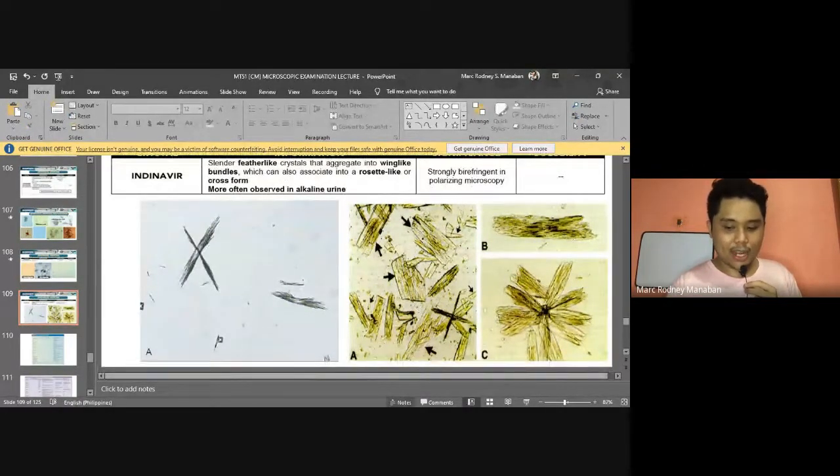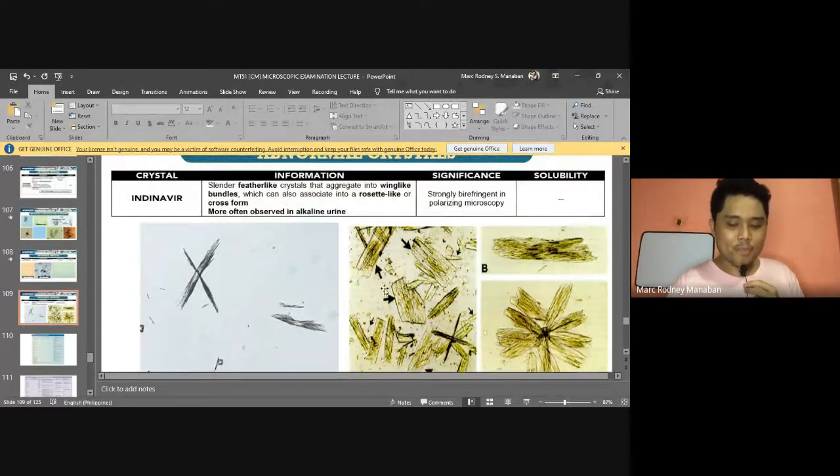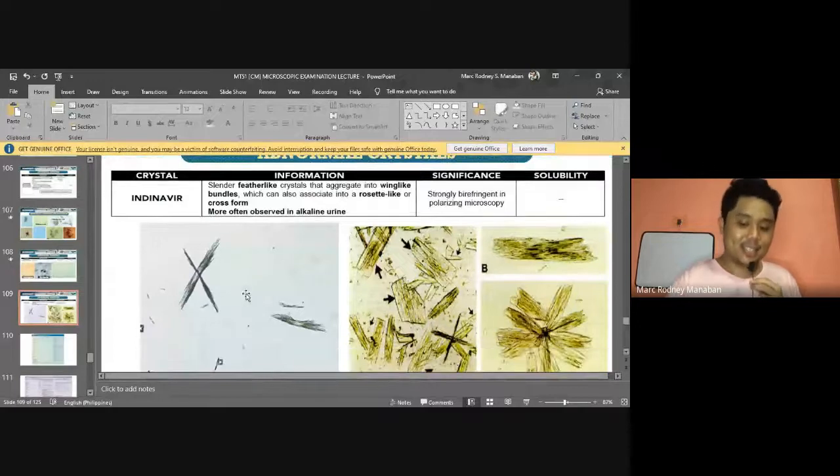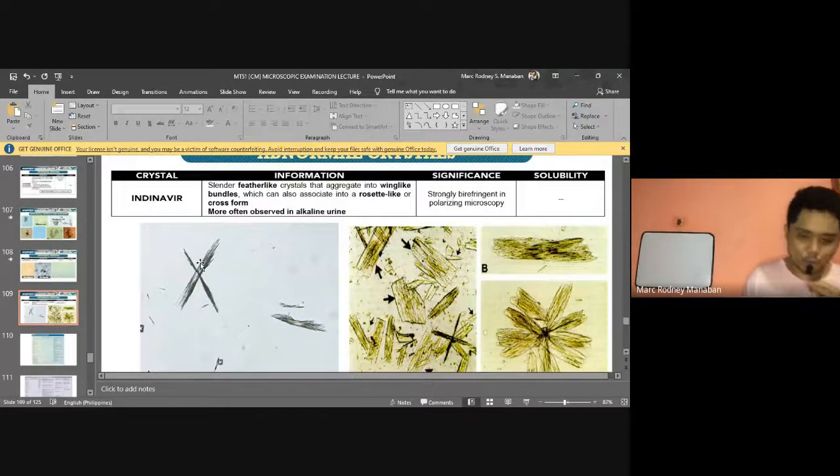They can cross, okay? So, the crystals are somewhat thicker. And again, it's more often observed in alkaline urine than in acidic urine, okay? So, it is strongly birefringent in polarizing microscopy, alright? So, with medications, dears, it's best to stay hydrated. Drink more water, again, to prevent the precipitation of these crystals, alright?